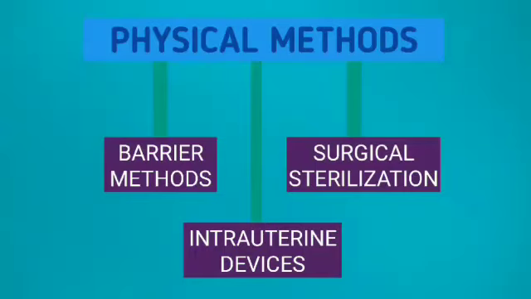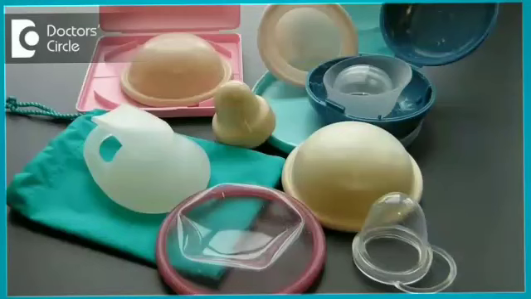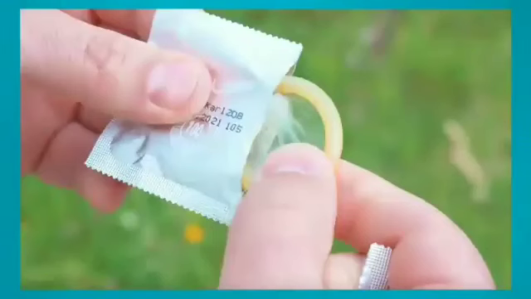The physical methods divide into barrier methods, intrauterine devices, and surgical sterilization. The barrier method's function is to prevent the sperm from entering the vagina or the uterus. They include the condom, the vaginal sac, and the diaphragm. The condom is a latex covering that is placed over the penis when it is erect and before penetration.